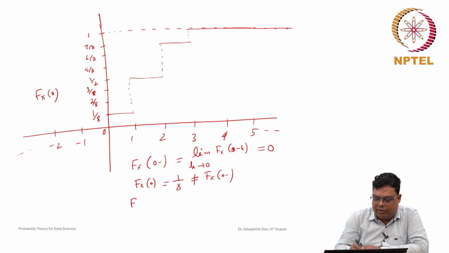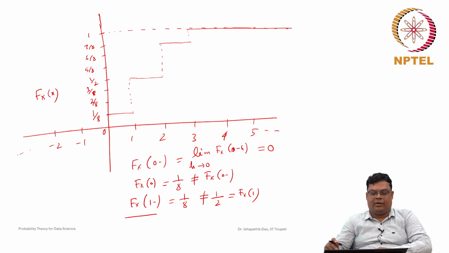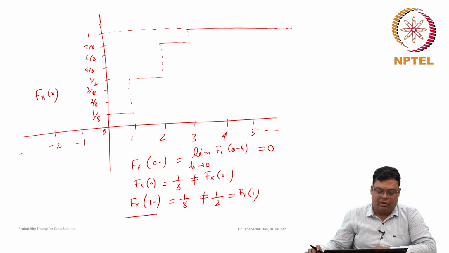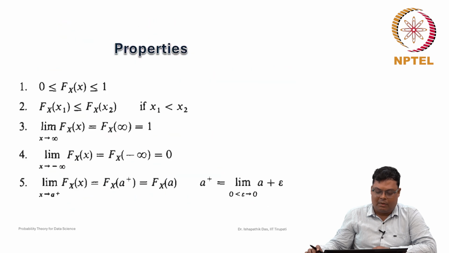Similarly, you can show that F_X(1-) is actually 1 by 8, which is not equal to 1 by 2, which is F_X(1). So at every point where there is a probability mass, it has some left discontinuity, but it is always right continuous. Some of the properties of the cumulative distribution function we will see now. So this is the cumulative distribution function. I hope you have understood it.